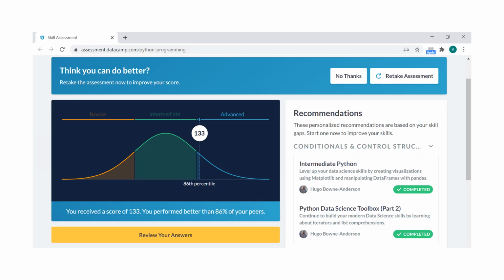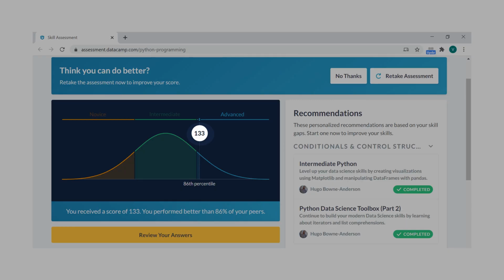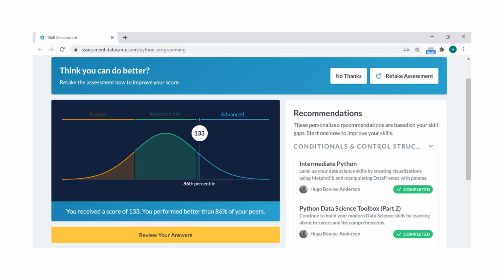I finish the test and I get this score here, 133. That is 86 percentile. That means I am above 86% of my peers. In my scale, advanced users are 100 points, A, the intermediate users are 85 points, B, and the novice is 75 points, C.